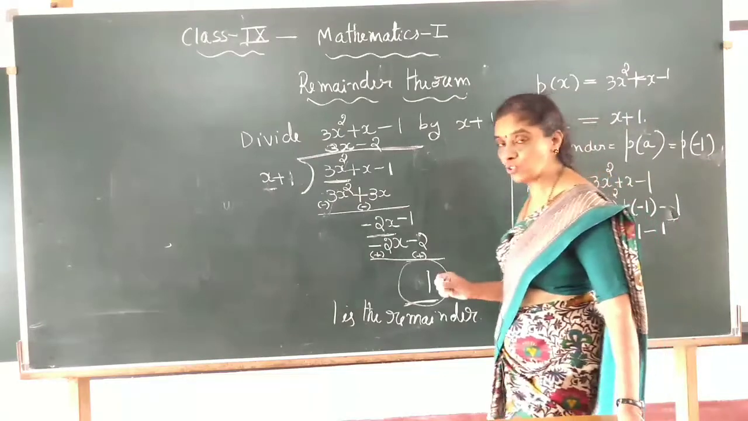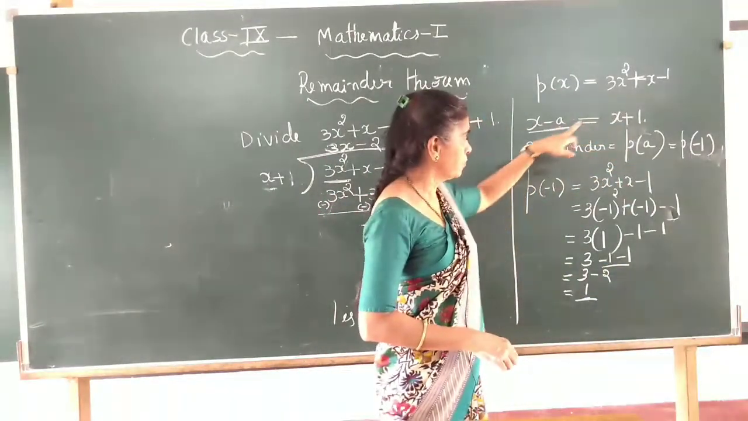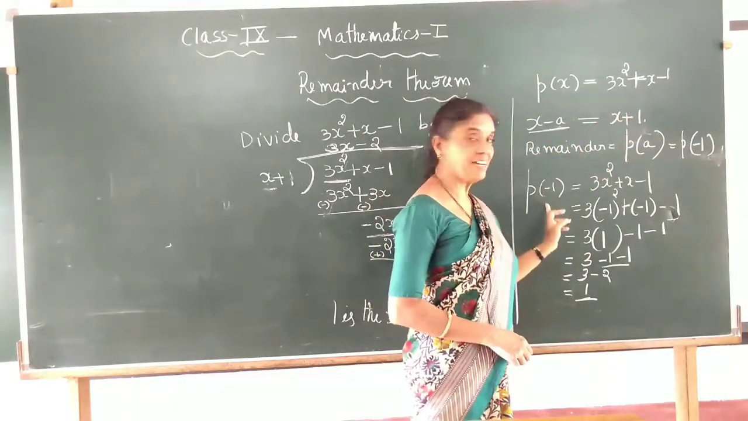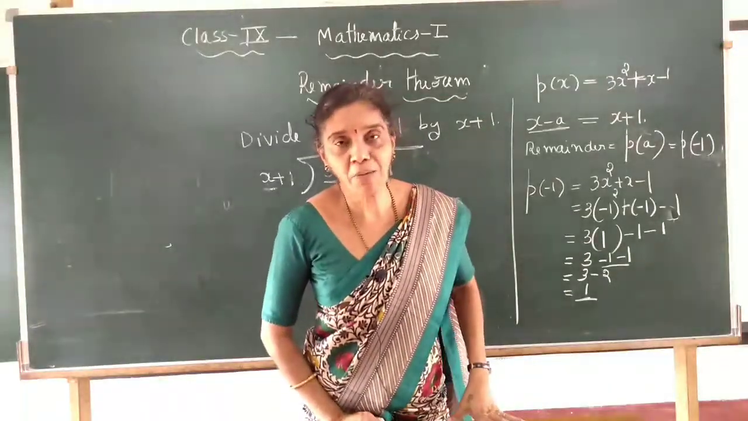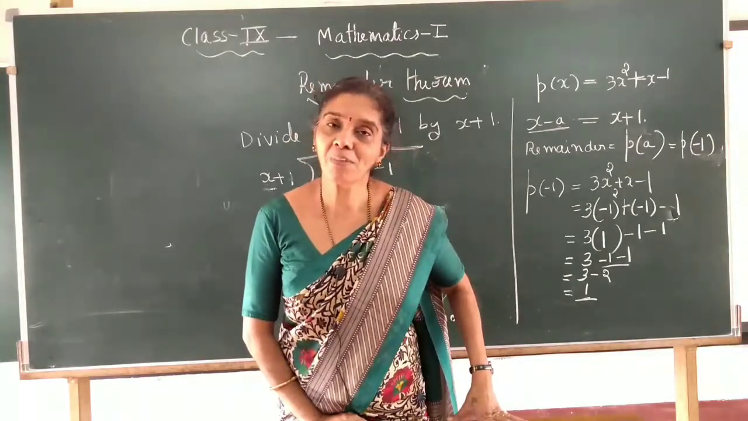So what actually did I do here? Now x plus 1 is the divisor, but instead of plus 1 I have taken minus 1. How did I get minus 1? It is nothing but the zero of that particular divisor x plus 1. The zero of the polynomial x plus 1 is how much, children?